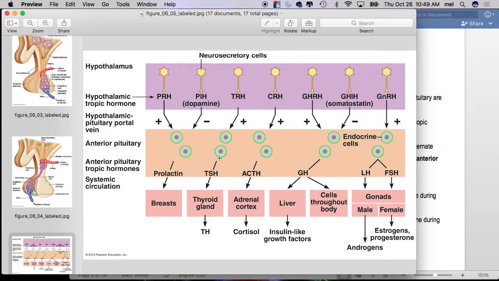Okay, TSH. If you had a TSH disorder, it would look like a thyroid disorder. If you had an ACTH disorder, it would look like an adrenal cortex disorder. Growth hormone, however, is the end of the chain. This one would look like a reproductive disorder, right? But growth hormone is the end of the chain. So if you have a growth hormone disorder, it is an anterior pituitary disorder, right? I mean, it could be a hypothalamus disorder, but they would treat it as anterior pituitary.